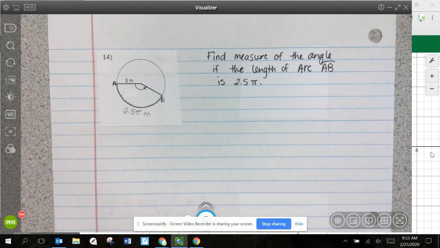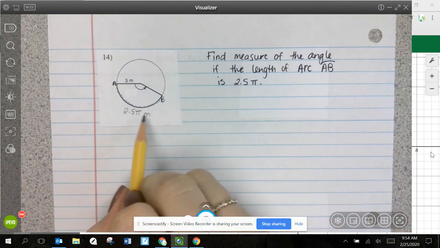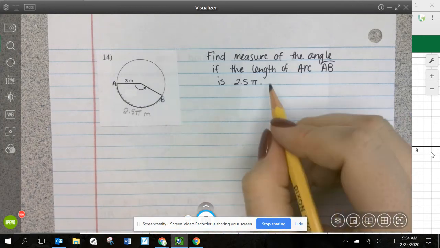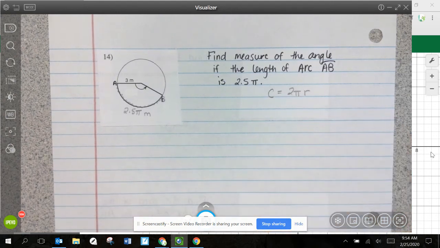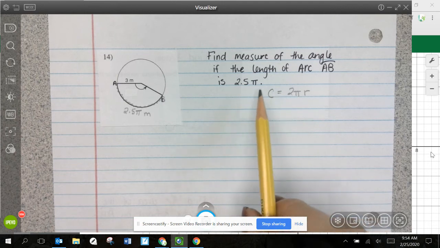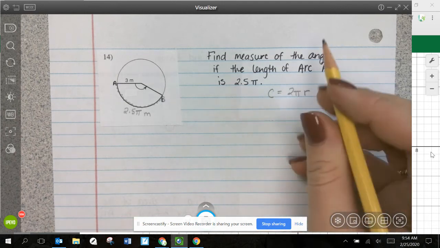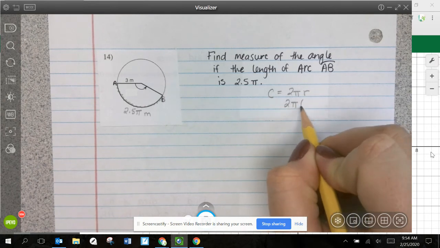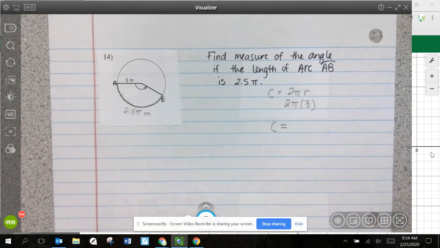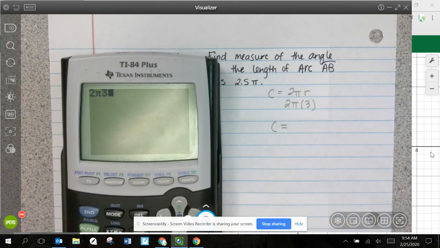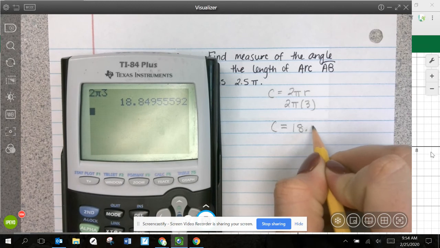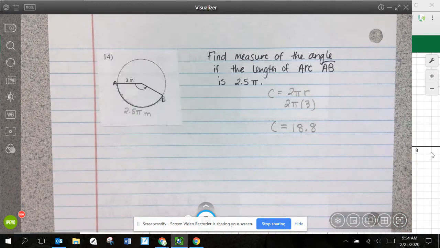So I'm going to start, and I'm going to kind of work backwards a little bit. I know that the arc length is dealing with circumference. So my circumference, 2 pi r. The problem is I don't know anything about the circumference yet. I could find it. I know the radius, it's 3. So I could figure out the total circumference here. That would be 2 pi times 3 gives you 18.8. That's the total circumference.